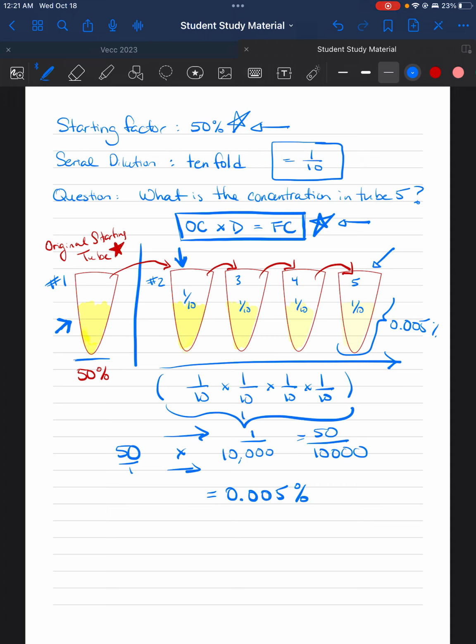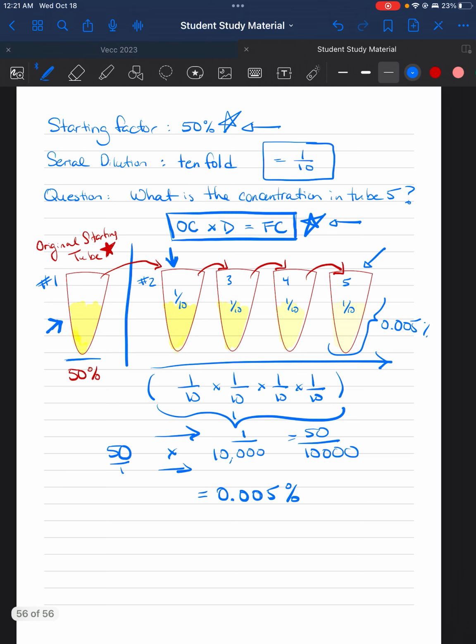Now, if I asked you what the concentration was in tube number 2, tube number 3, and tube number 4, we could figure that out as well. Keeping in mind original concentration times dilution equals final concentration. So for tube number 2, we could say it's 50 over 1 times 1 over 10, right? So that gives us 50 divided by 10. That gives us our new one here, which is, let's just use a different color here, now 5%, right? Because we said 50 over 10, which equals 5.